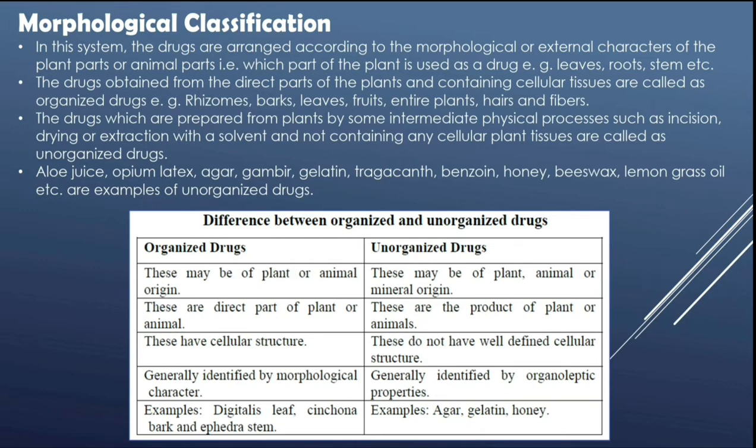Organized drugs have cellular structures while unorganized drugs do not have any well-defined cellular structures. Organized drugs are generally identified by morphological characters. Unorganized drugs are generally identified by organoleptic properties. The organoleptic properties are the properties which can be identified by senses such as taste, sight, smell, etc. Examples of organized drugs are digitalis leaf, cinchona bark and ephedra stem. Examples of unorganized drugs are agar, gelatin, honey, opium latex, etc.